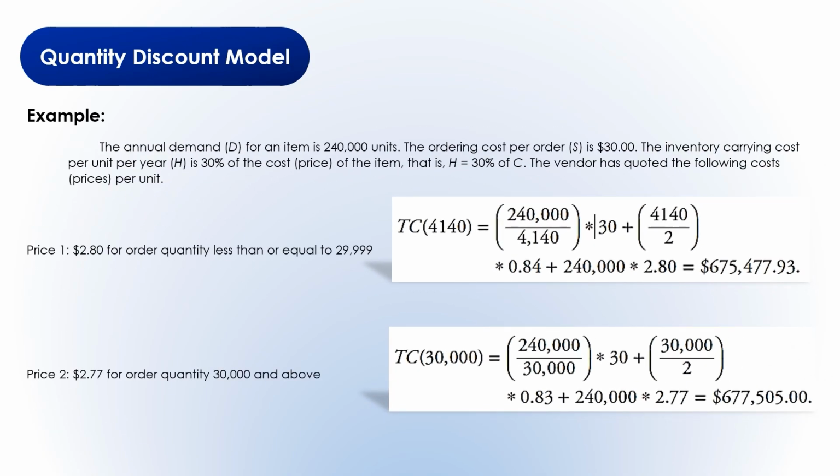And if we compare price 1 to price 2, it is evident that price 1 has the lower total cost, which is $675,477.93. Therefore, discounts are not always the best option if you consider the costs, such as in the example with the holding or storing cost and the order cost. So this example illustrates that the quantity discount is accepted only when it lowers the total cost.